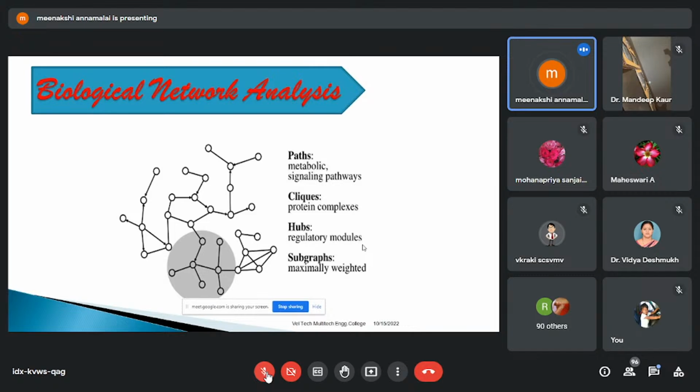Here we mention some of the graph terms. For metabolic signaling pathways, a path is used, and for the protein complex, cliques are used. A clique is like a complete graph. And for regulatory models, hubs are used.